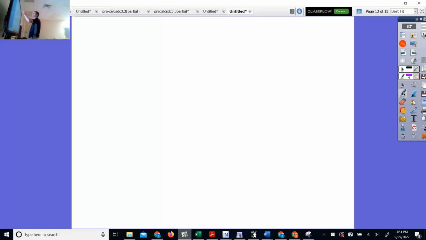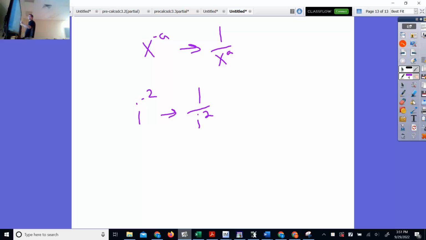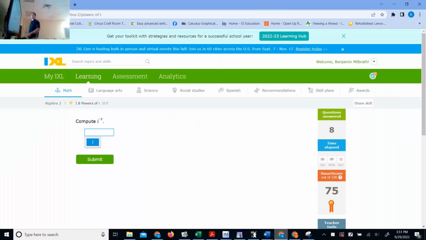On your form quiz, we actually haven't formally had this lesson, but you had it as your freshman year. On your form quiz, you have x to the negative a. It is equivalent to 1 over x to the a. So this is i to the negative second power, which is equivalent to 1 over i squared, which is equivalent to 1 over negative 1, which is negative 1. All that work to get a negative 1.